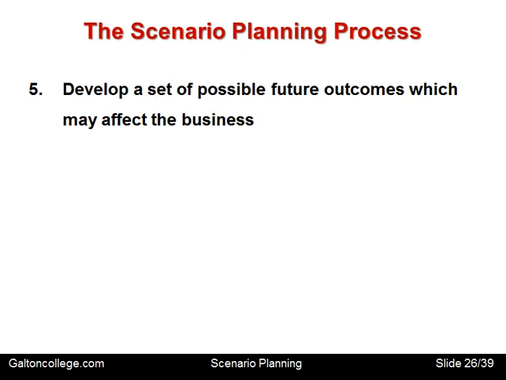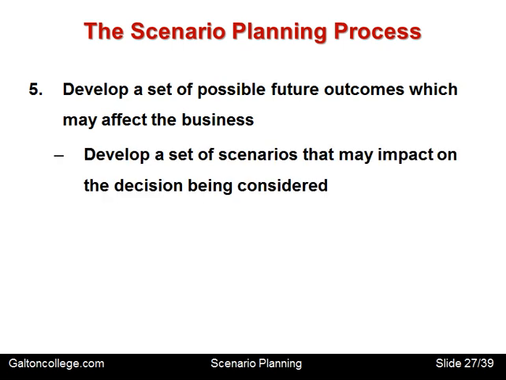Develop a set of possible future outcomes which may affect the business. Look at the business in the context of all that's happening around it and try to develop a set of outcomes. Try to gauge what future outcomes are possible, and how will these outcomes affect the business. Develop a set of scenarios that may impact on the decision being considered.